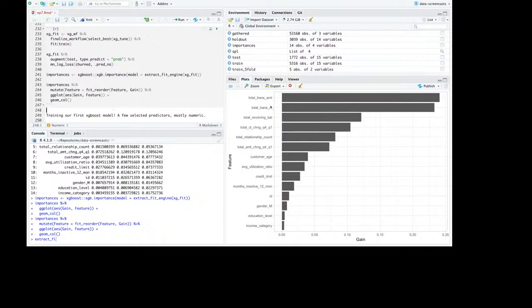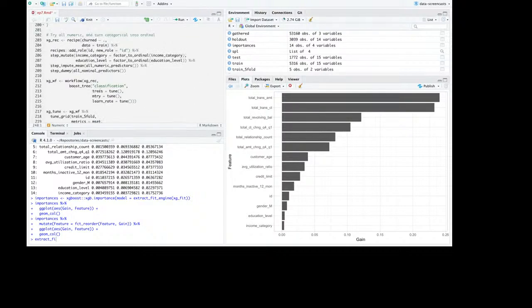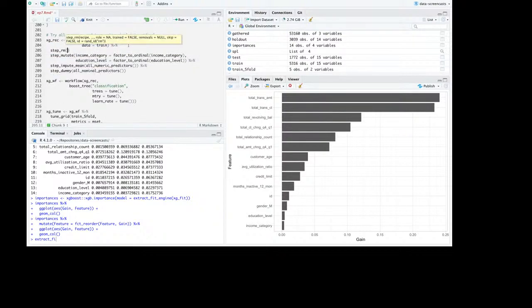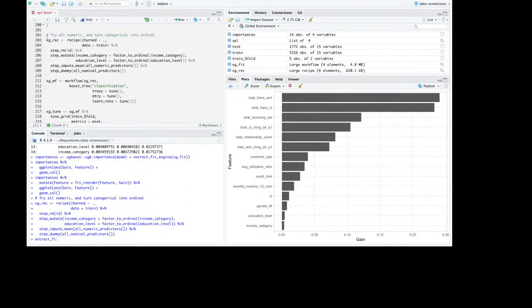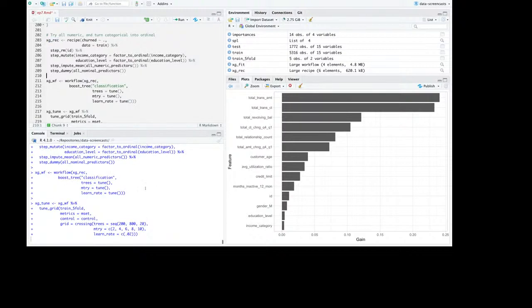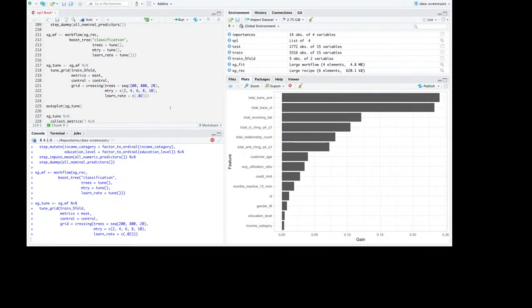Okay, so yeah, I think we actually saw these earlier: transaction amount, transaction count, revolving balance. Those matter a lot, and things like income category and education. You know, we turned them into ID. Step remove ID. I never figured out quite how the roles work. I'm sure somebody can point it out later. I mean, it's not important, of course, or hopefully not. But I included it anyway.